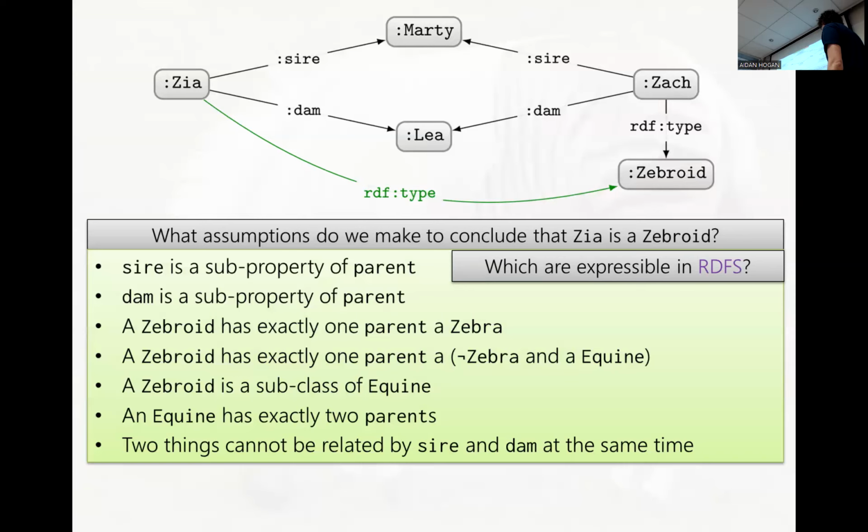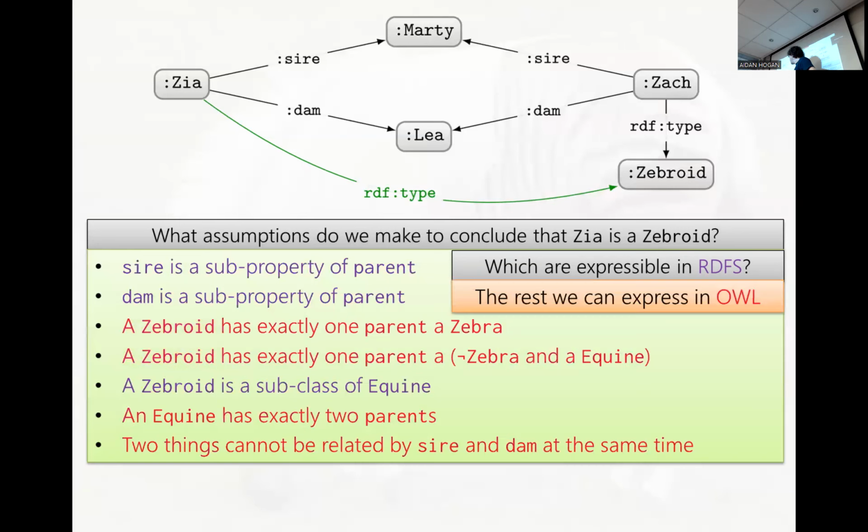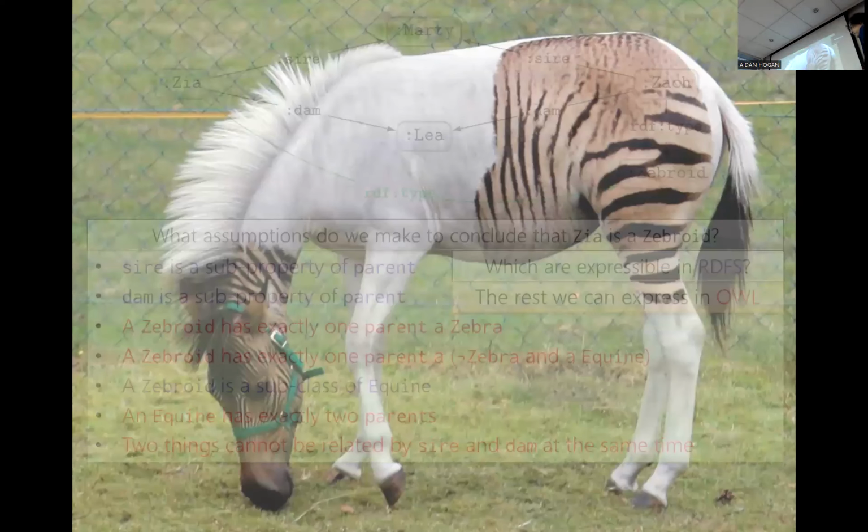No. So what we can express in RDFS are these highlighted axioms here. An axiom is basically a definition that we assume to be true, a premise. So we can define these axioms here. Sire is a subproperty of parent, dam is a subproperty of parent, and a zebroid is a subclass of equine in RDFS. And the rest we'll be able to define in OWL. So we're going to see these sorts of features in OWL. Yeah, so that's the language we're going to cover today. So zebroids. Okay.